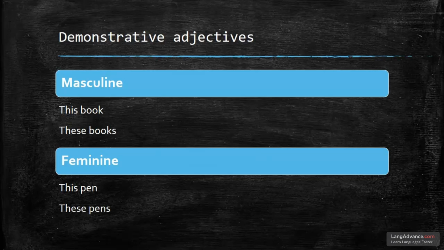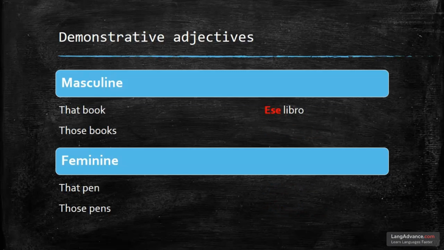Some examples. This book translates to este libro. These books will become estos libros. This pen is translated as esta pluma. These pens become estas plumas.